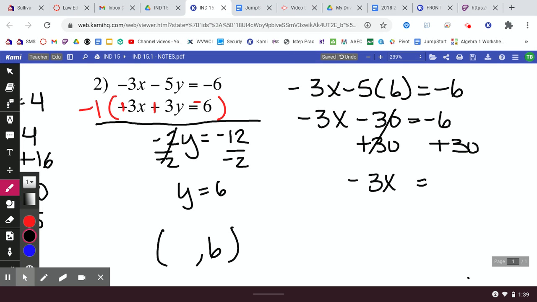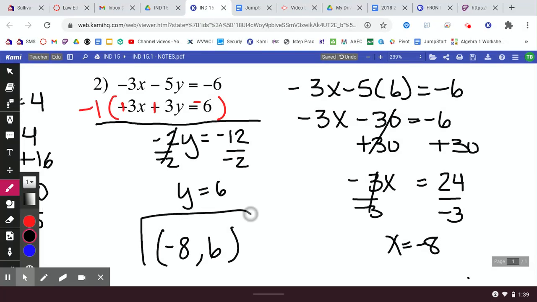And I'm left with negative 6 plus 30 is positive 24. Signs don't match, so you subtract and take the sign of the bigger. And then I divide by negative 3 on both sides, and I get x equals negative 8. That's my x part of my equation, so negative 8 is the x value, and then there's my answer. And if I were to choose to plug that 6 into the bottom equation, I'd still get negative 8, okay?